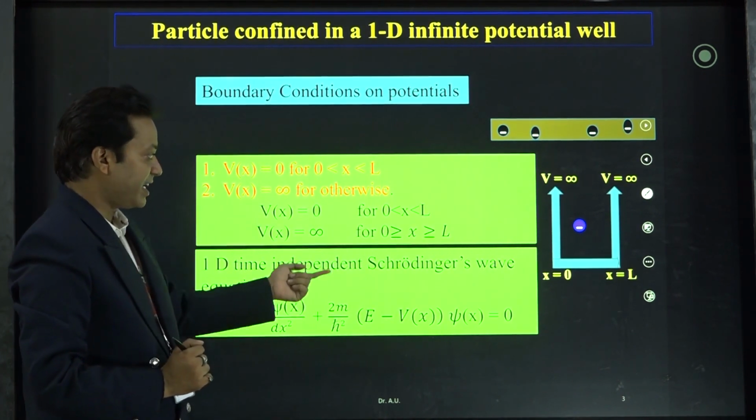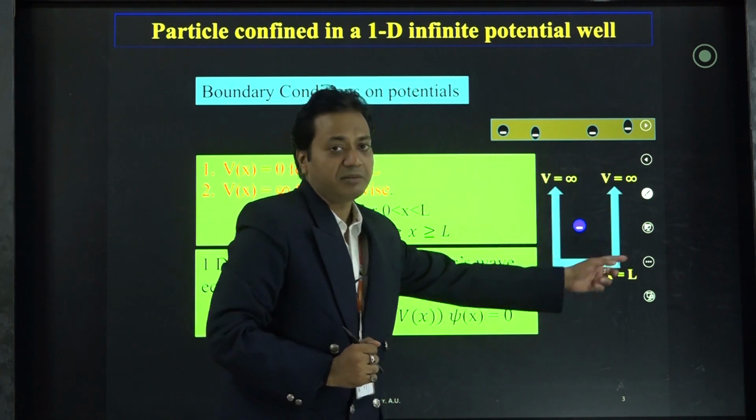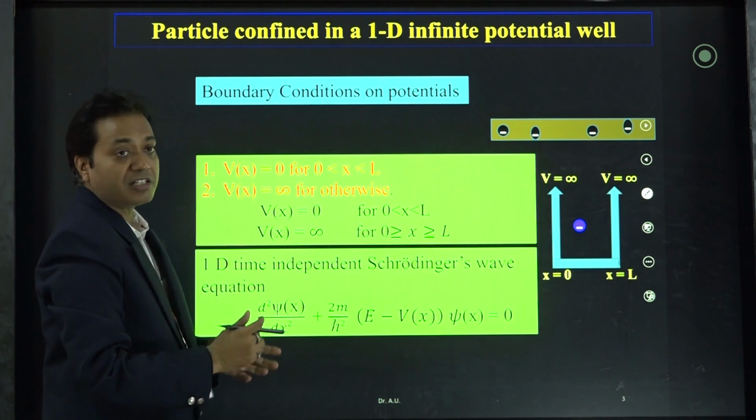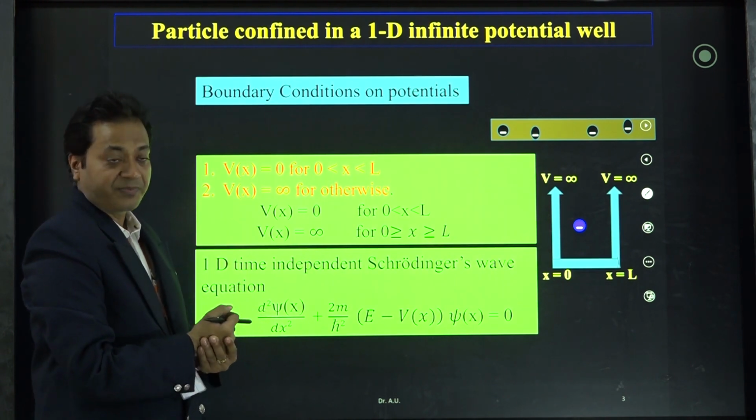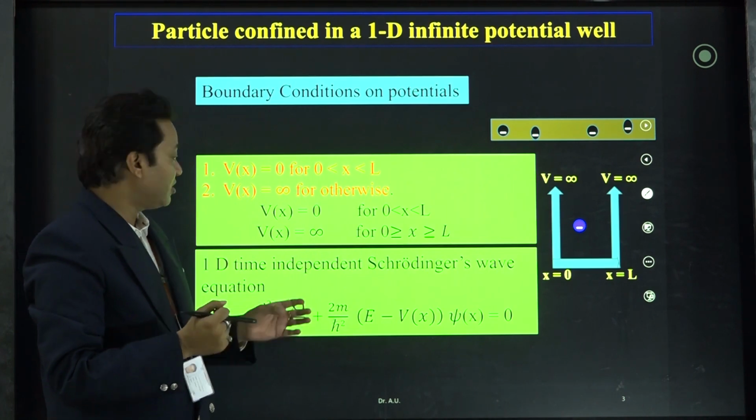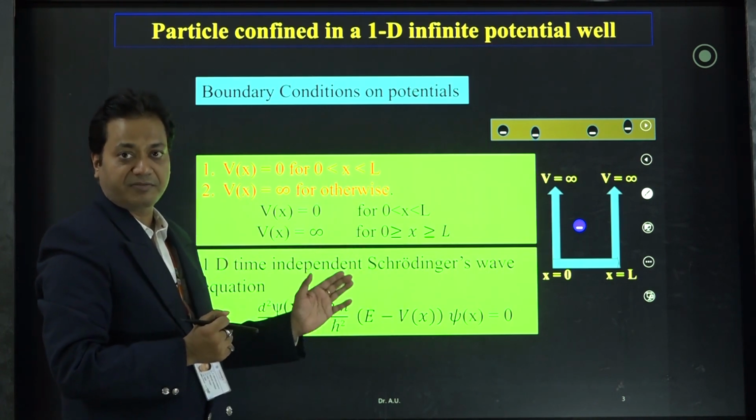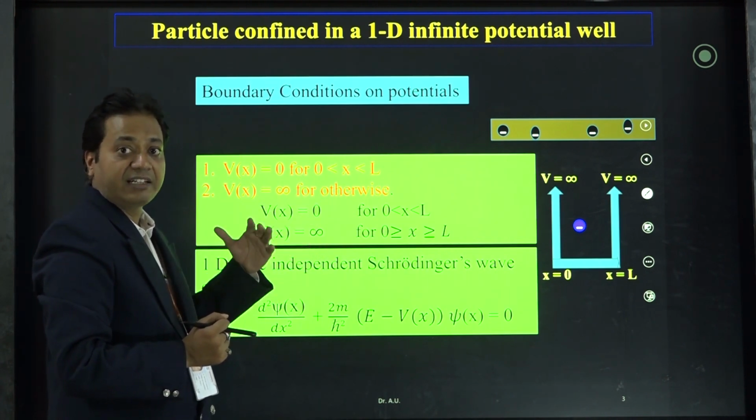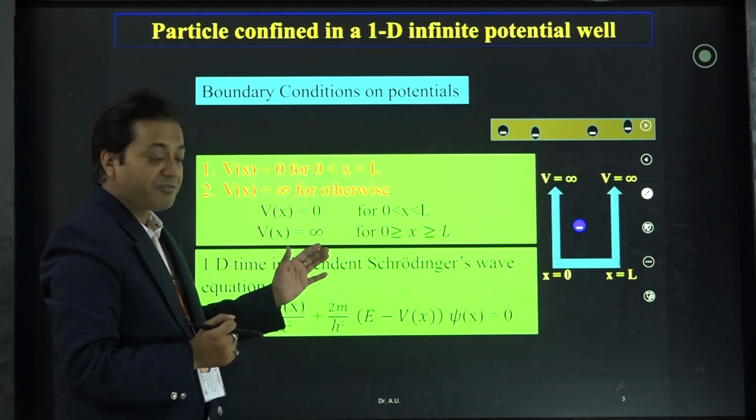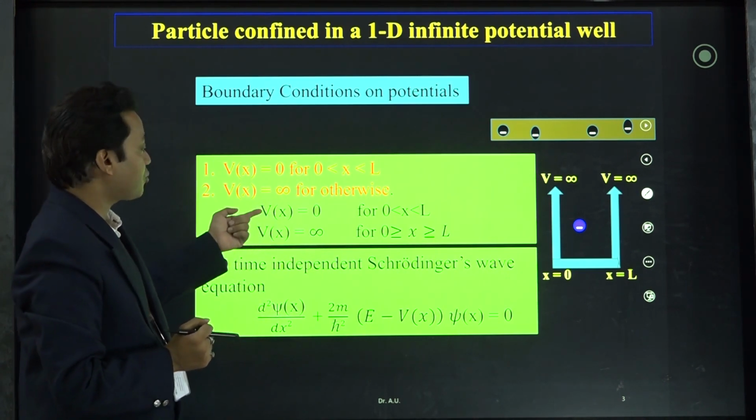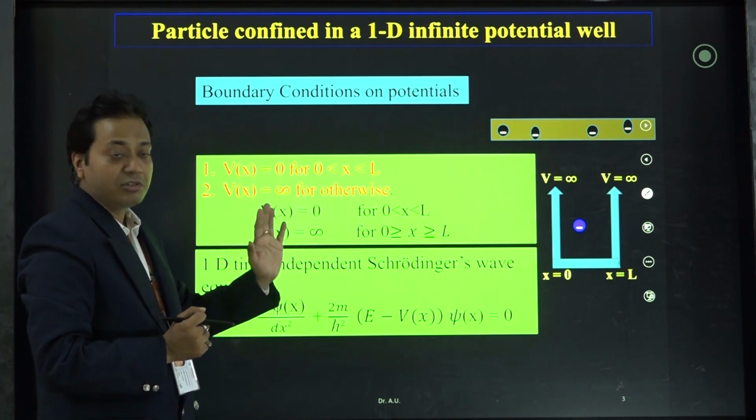When V is infinite, which is outside the box, it means there is no particle. If there is no particle, it means there is no wave, so we cannot write the wave function psi of x for this condition. So, we have to solve only for V of x equal to 0.